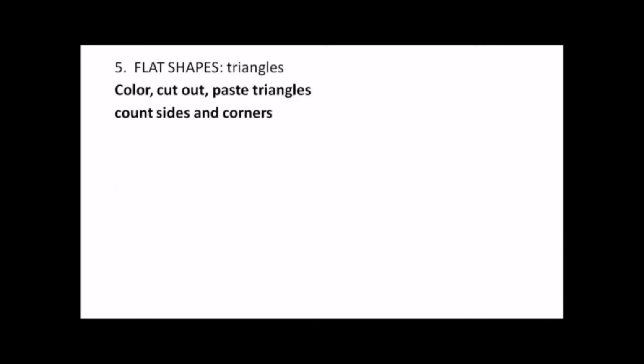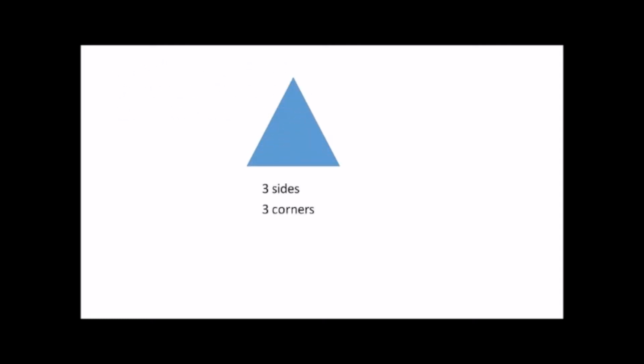Again, flat shapes. Now we're only dealing with triangles. So here you can bring color into it and shape. Okay, so color, they can cut out, paste triangles. And the main thing you want them to do is to hold up the triangle, count the sides, and count the corners. So they have to know what corners are if they're going to count the corners, and you have to demonstrate that to them.